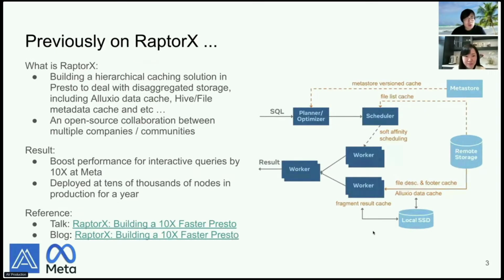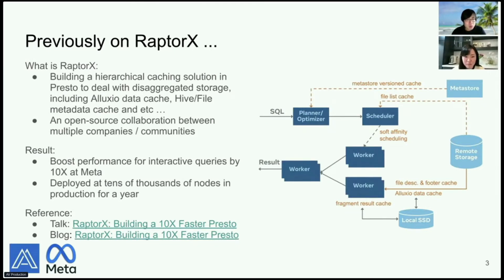So let's first go through what RaptorX is, if you are not familiar with this project. RaptorX is basically a set of optimizations to help Presto build a hierarchical caching solution to deal with disaggregated storage. The set of optimizations includes Alluxio data cache, Hive metastore and file information metadata cache, and so on. This is an open source collaboration between different companies and also across different communities. We have been working on RaptorX in the past year or two, and the results we get are pretty impressive.